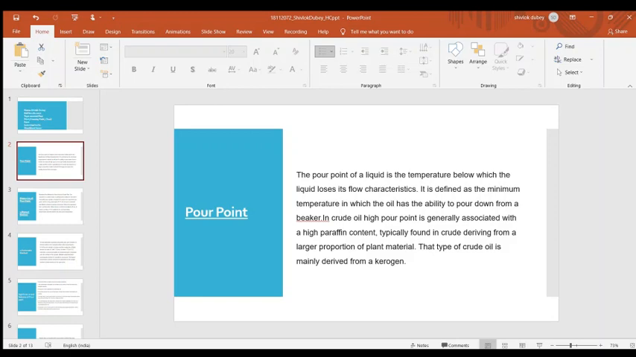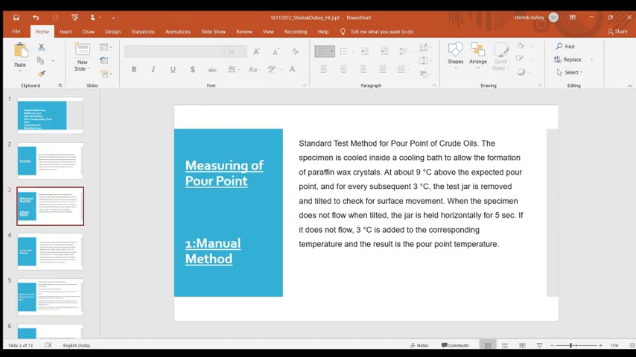In crude oil, a high pour point is generally associated with a high paraffin content, typically found in crude deriving from a larger proportion of plant material. That type of crude oil is mainly derived from kerosene.